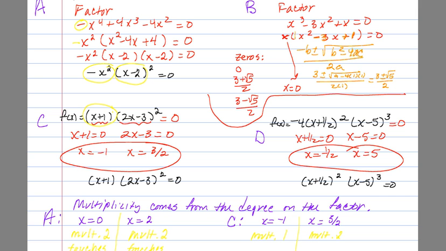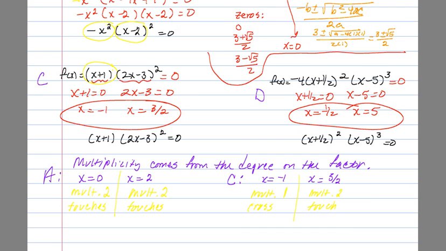The degree tells us the multiplicity. Now graphically, we'll cross the x-axis here because the multiplicity is an odd number. On this one, the multiplicity is 2, and that's an even number, so the graph will touch the x-axis at that value. Let's investigate D.